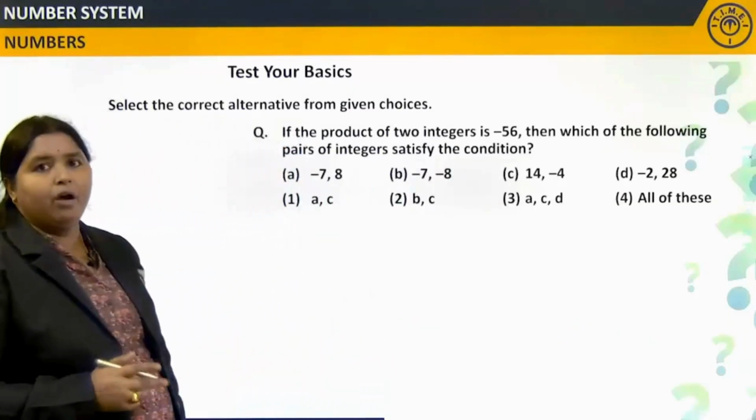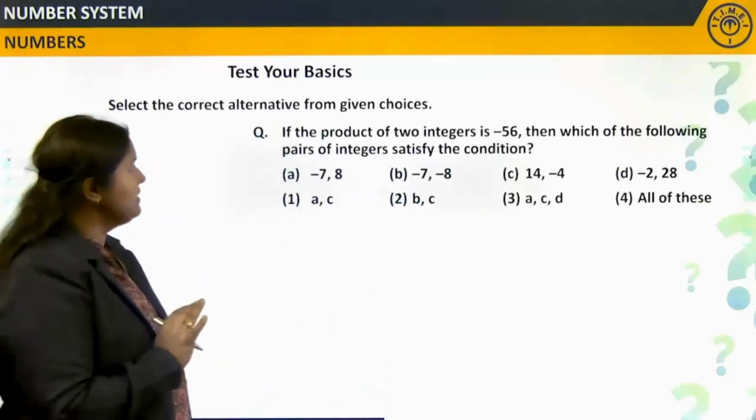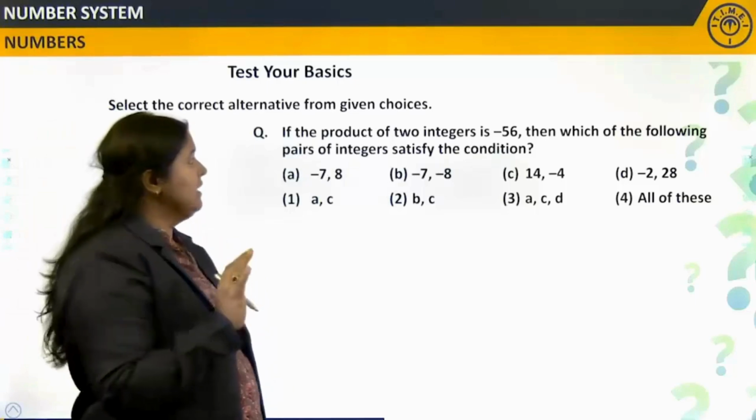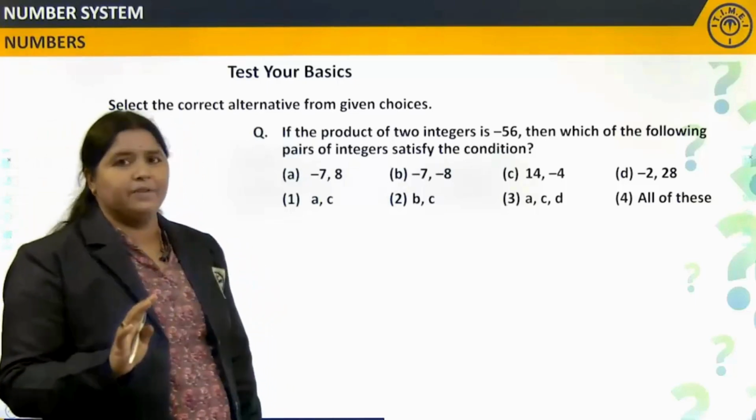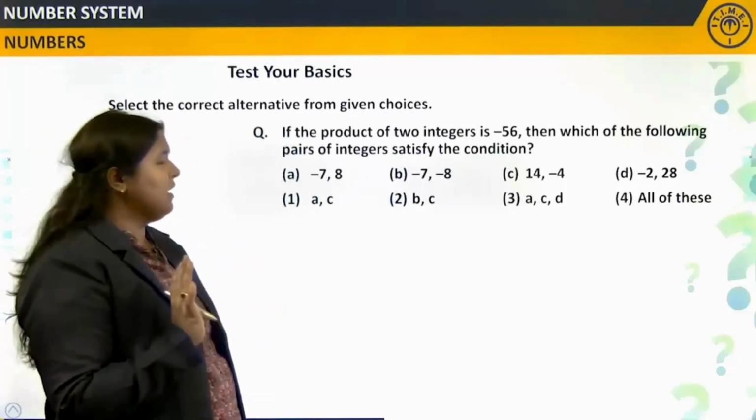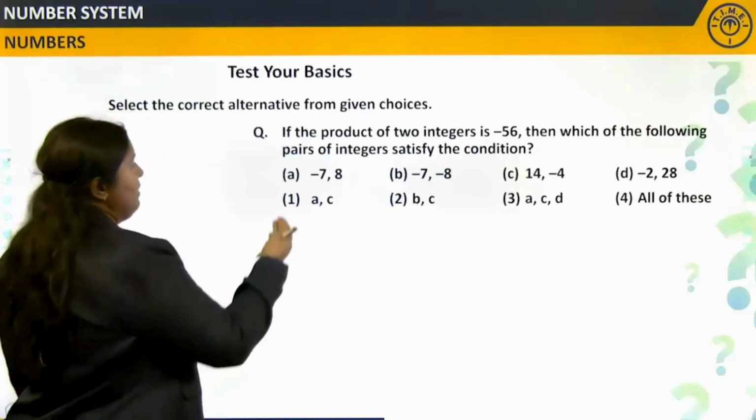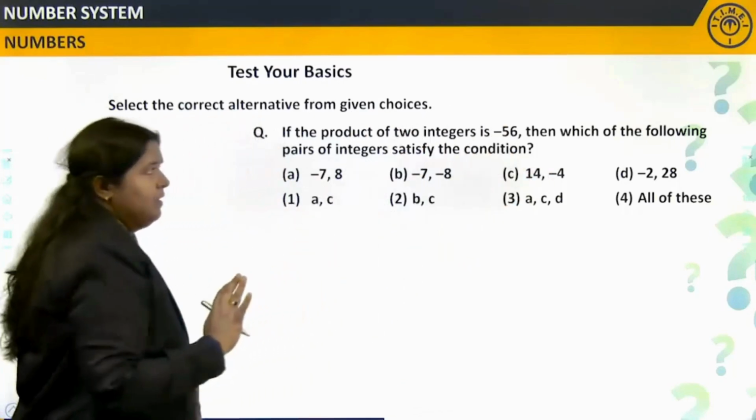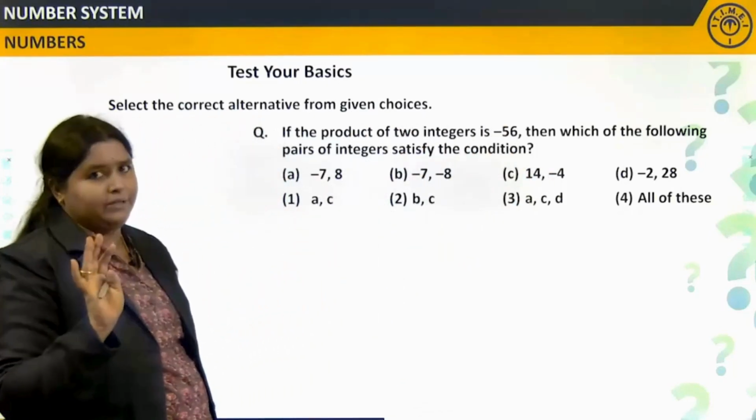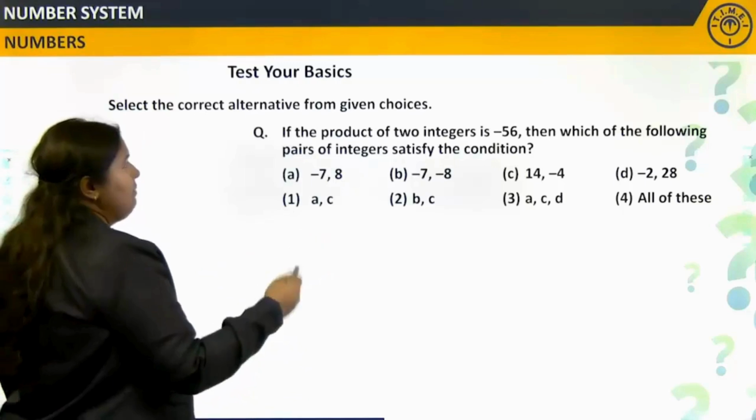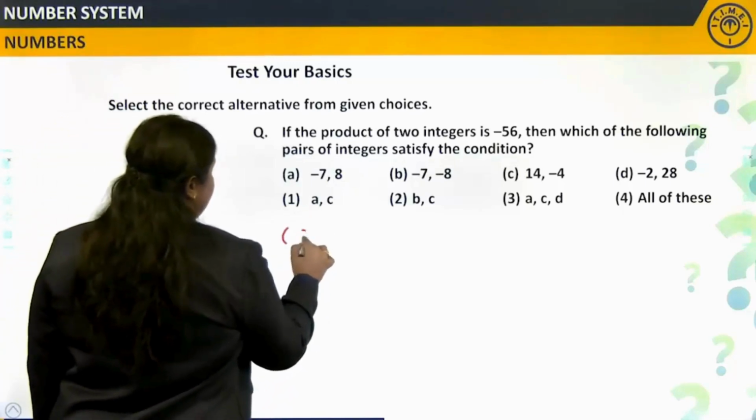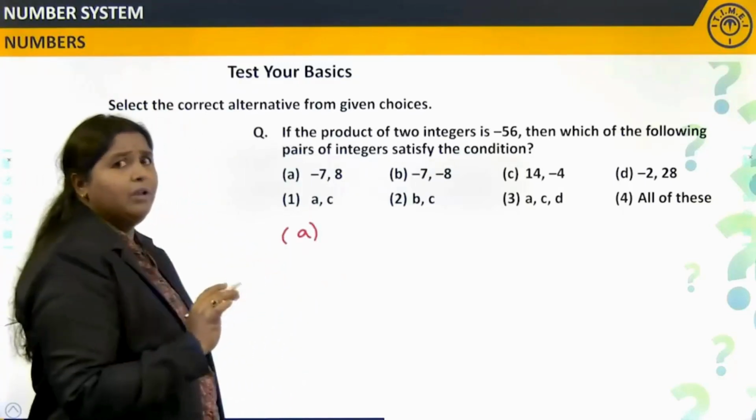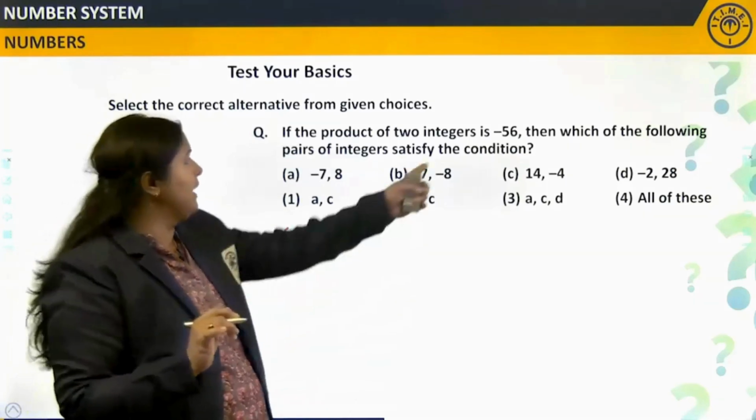If the product of two integers is minus 56, then which of the following pairs of integers satisfy the condition? Now, you have been given 4 pairs of integers under A, B, C, D. Product means what? Multiplication. Let us see where we get minus 56. Let me take first A. First of all, we know that it is a negative answer, right?